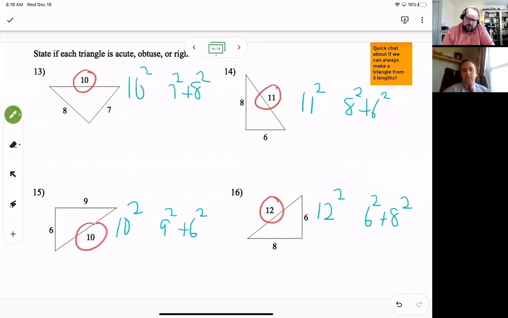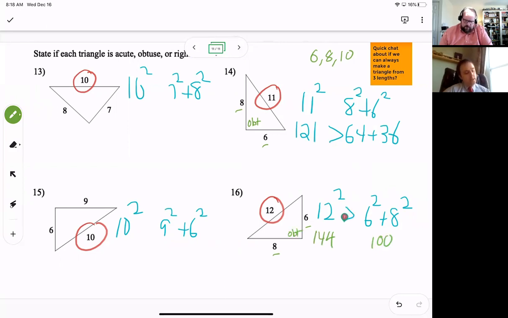So, for example, I know that there's such a thing as a 6, 8, 10 right triangle. And that two of these have a 6 and an 8. So if that were a 10, we'd have a right triangle, but since that's an 11, what does that mean? Since that's bigger than 10, this is going to be obtuse. And we could also figure that out by saying 121 and then 64 and 36 and saying that that's bigger. Yeah. And same thing here, 144 is bigger than a hundo. So that would be obtuse as well.